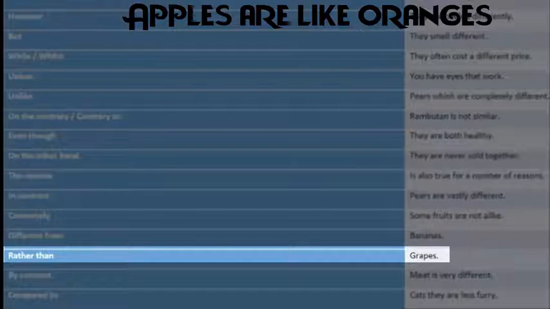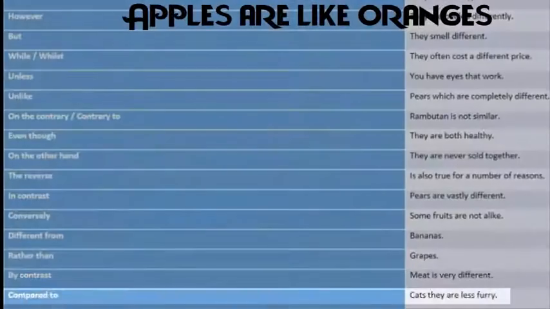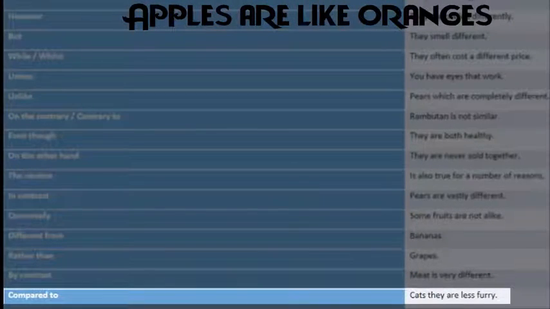Apples are like bananas rather than grapes. Apples are like bananas, by contrast, meat is very different. Apples are like oranges compared to cats, they are less furry.